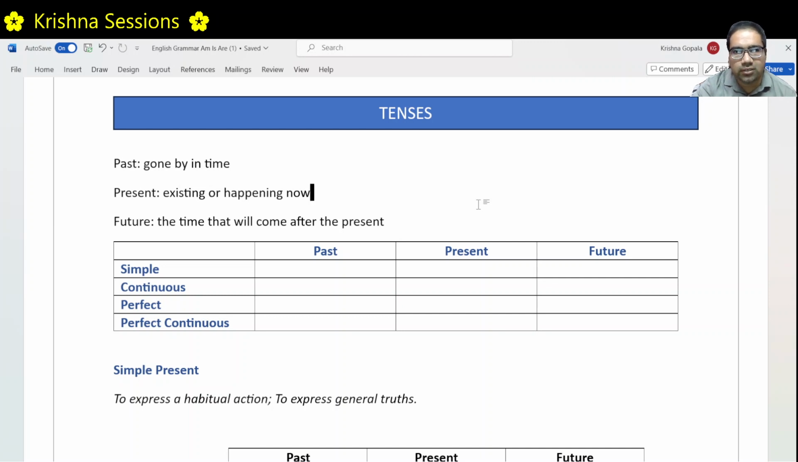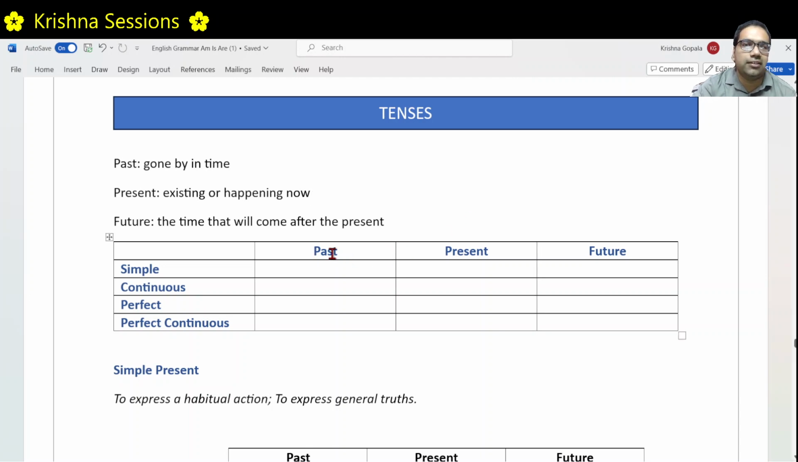Tenses are about telling sentences with respect to time. There are broadly three tenses. What are those? Past, present, and future. Past means something that has already happened, gone by in time. Present means what is happening right now. And future is what is going to happen, what will happen in the upcoming time.